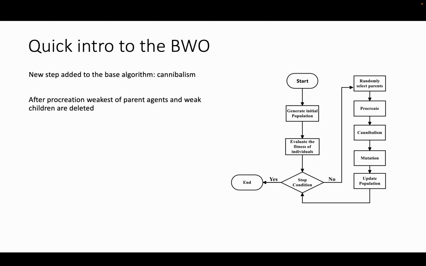It's a genetic algorithm which adds a new stage to the basic generation algorithm, and it's a cannibalism stage where after procreation of a pair of agents, one of the agents, the weaker agent, is deleted, and also the weakest part of children is deleted.